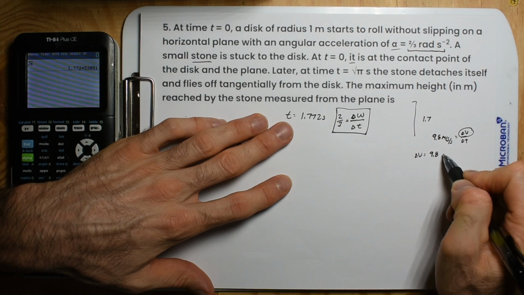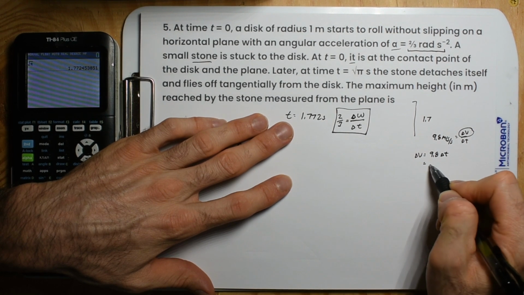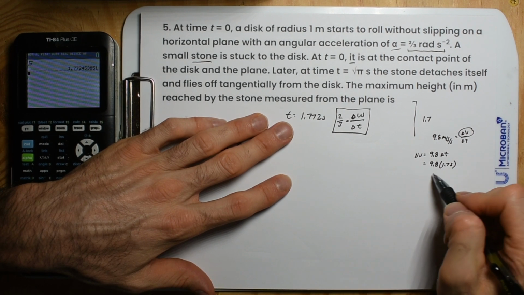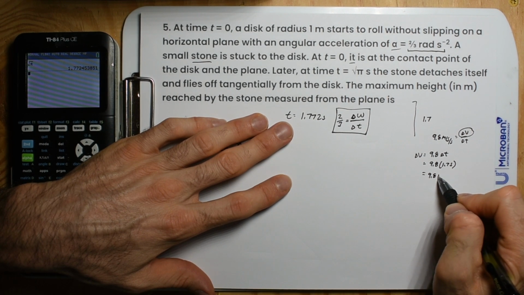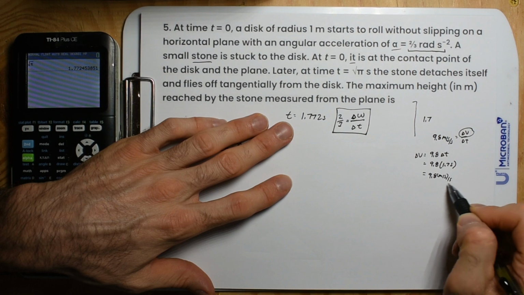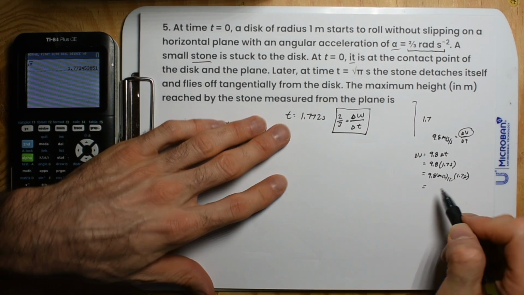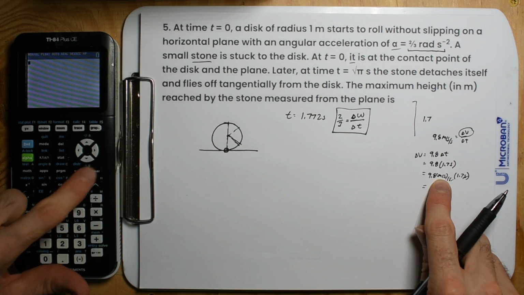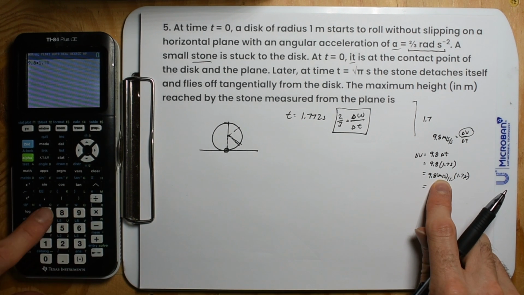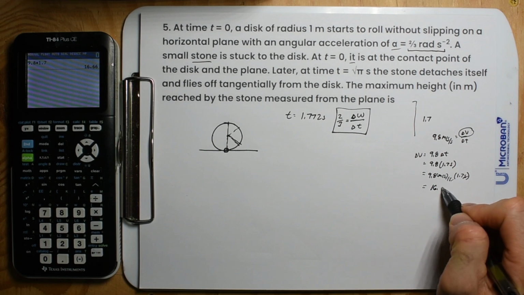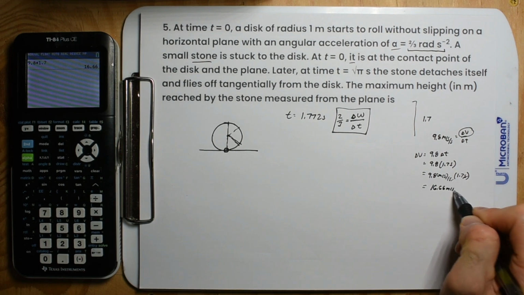We have 9.8 times change in t, so 9.8 times 1.7 seconds. I should be showing units: 9.8 meters per second squared times 1.7 seconds, and the seconds cancel. Now you're going to get the change in velocity, 9.8 times 1.7, and in 1.7 seconds of free fall, you're going 16.66 meters per second.